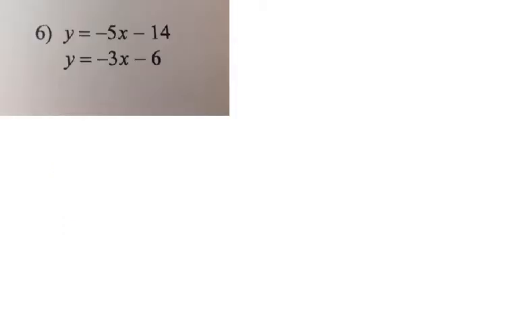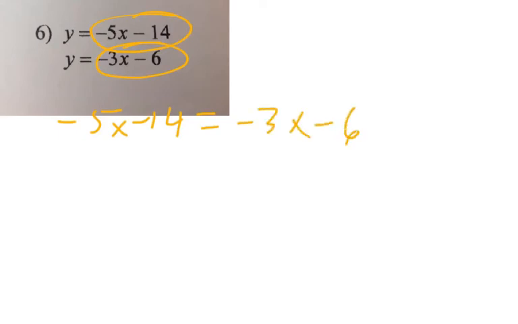So here we go. On this one, notice that they're both equal to y. Right? And logically, if both expressions are equal to y, they equal each other. So I'm just going to take negative 5x minus 14, set it equal to negative 3x minus 6. And now all I have to do is solve it.